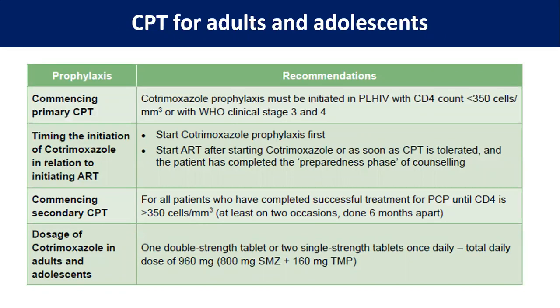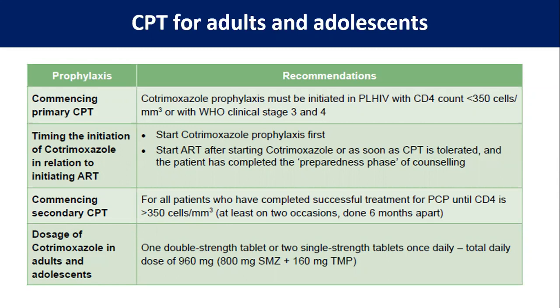Now, when to start CPT prophylaxis: we all know that anybody who has a CD4 count of less than 350 cells or is in WHO clinical stage 3 or 4, we should start CPT, cotrimoxazole prophylaxis treatment. Then, timing of initiation of cotrimoxazole in relation to ART. First of all, we need to start cotrimoxazole prophylaxis, and once the CPT is tolerated, then we should start ART. This can be timed with the preparedness counseling, because after the registration of the patient, we can start ART only when the patient is prepared, which needs preparedness counseling. So during this phase, we can administer CPT. And once it is tolerated and the preparedness counseling is also over, we can start ART.